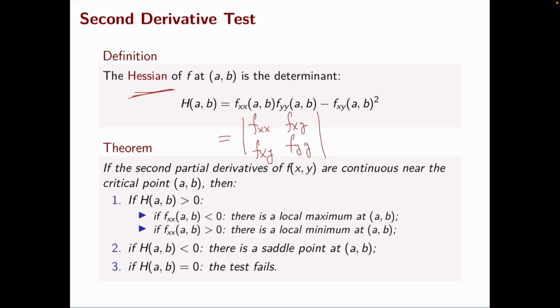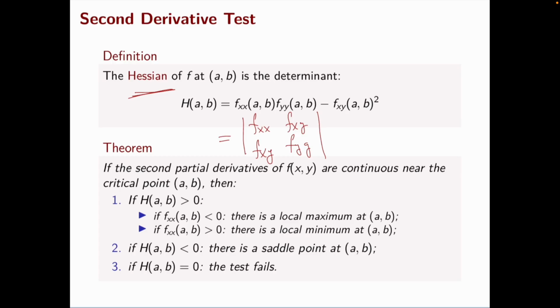The determinant calculated in this way is going to give us what is called the Hessian of the function at the point (a, b). And this Hessian is going to be very relevant in order to decide whether a critical point is a maximum, a minimum or a saddle point. And that is going to be given by this theorem.